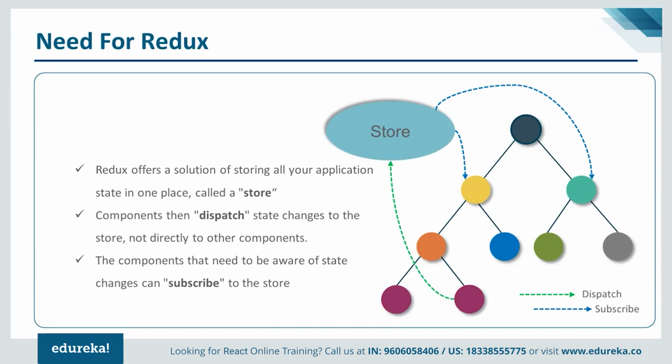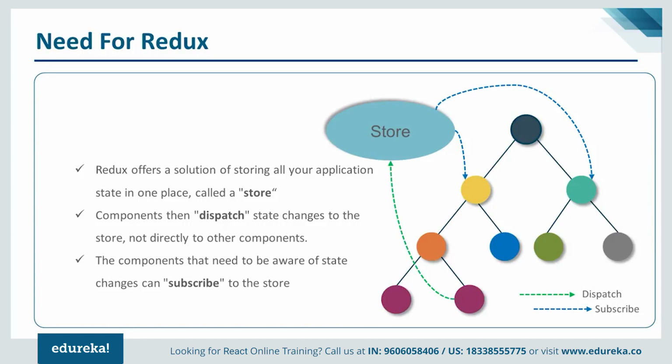Redux offers a solution of storing all your application state in one place, which is called the store. As you can see in the diagram, we have a central store, and only one store is shown here. Components first dispatch, and then subscribe. So there are two steps here. The green arrow lines are the dispatch and the blue ones are the subscribe.